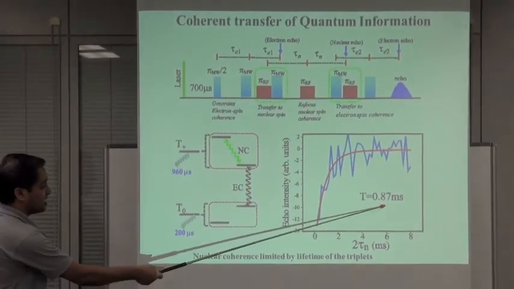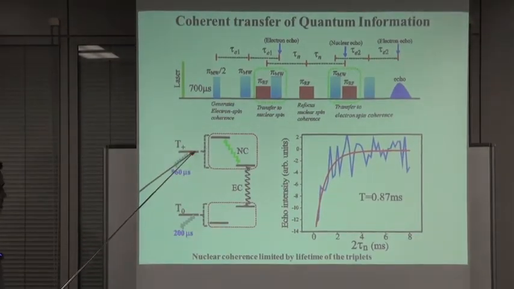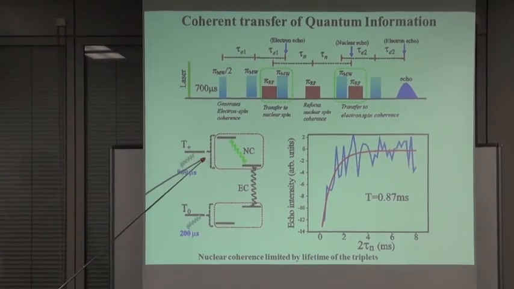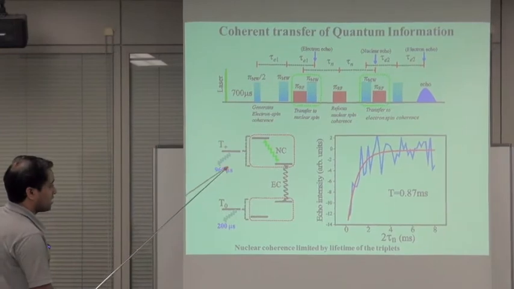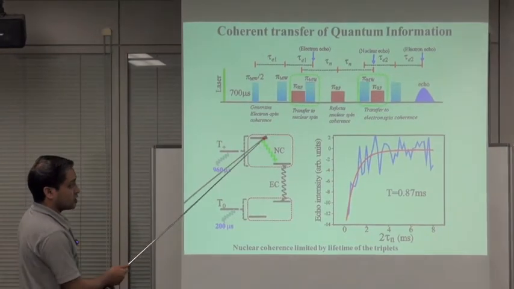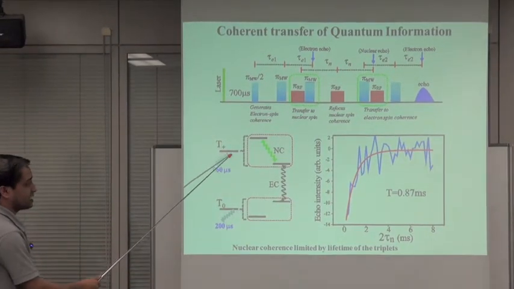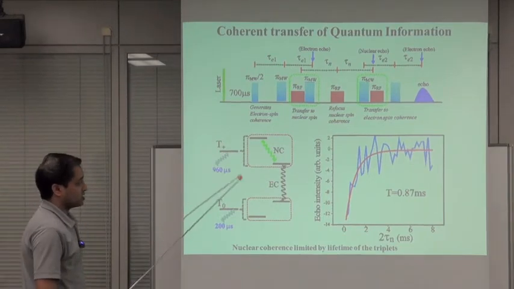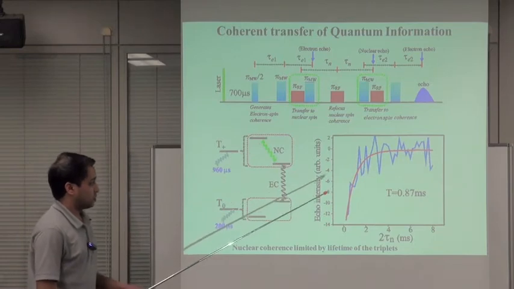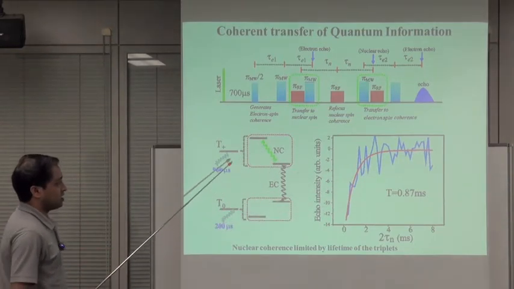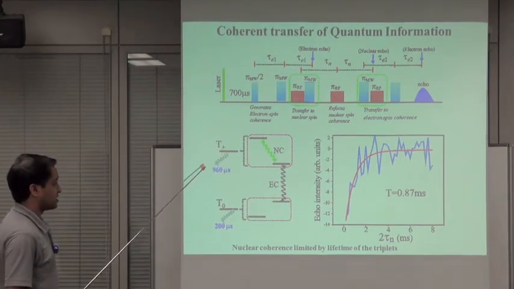You see that this 0.8 milliseconds is very close to the lifetime of the triplet state. We are creating nuclear coherence here, so this is very close to the triplet lifetime. So this nuclear coherence is basically limited by the lifetime of the triplets. This is not the intrinsic nuclear coherence time which we are measuring, so it is affected by the decay of the triplets to the ground singlet state.